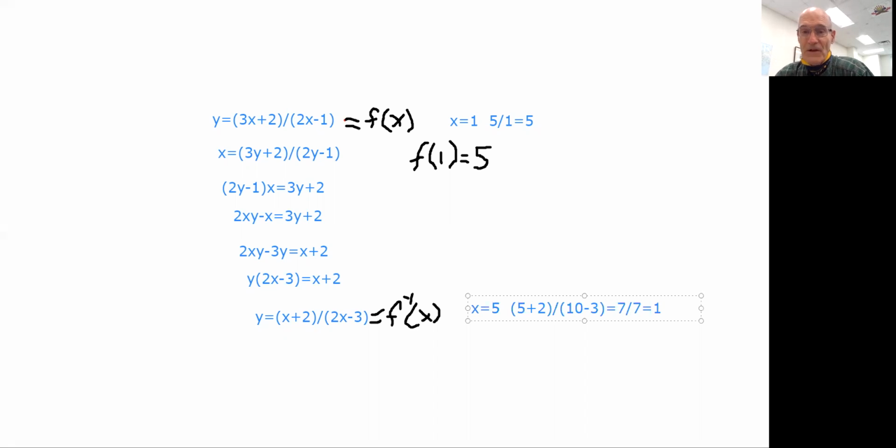So up here in the original function, we started with x equals 1, and the function value is 5. So we went from x 1 to y 5. Down here in the inverse, we went from x 5 back to y 1. That's what happens when you go from a function to its inverse. They swap, so the x value here becomes the y value down here, and the y value here becomes the x value down here.